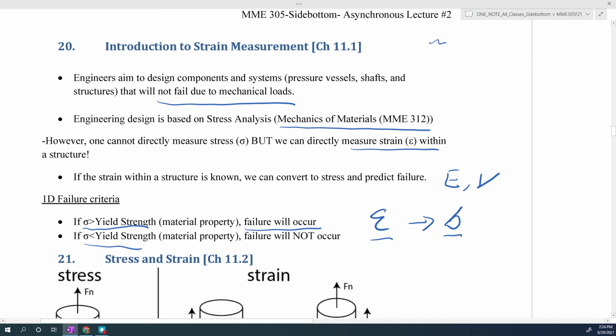And we're going to compare that stress to a material property, typically the yield strength or the ultimate strength of that material. If the stress is greater than the yield or the ultimate strength, we have failure. If not, the material that we're investigating or the product that we're investigating would not fail under the applied mechanical load.